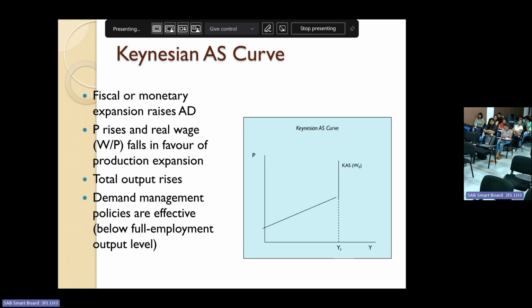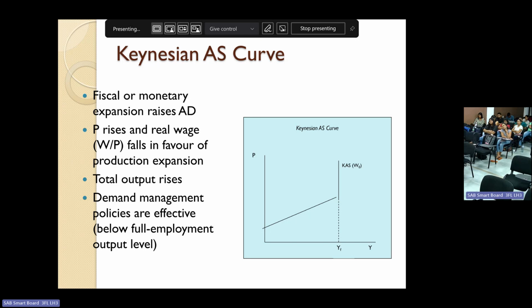Now if we take the upward sloping curve, when it comes to full employment, it becomes vertical. It is so until it reaches full employment. By raising the aggregate demand, we can increase the income and employment. When it comes to the full employment level of output, if we raise the aggregate demand, there will be a rise in the price level. That creates inflation pressure. So that is this here.